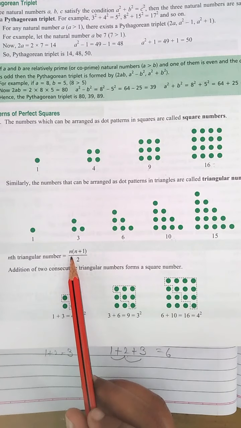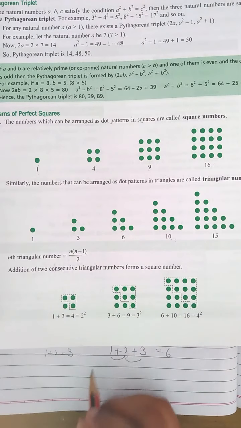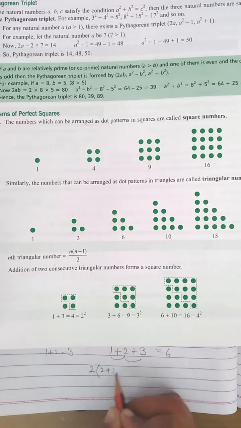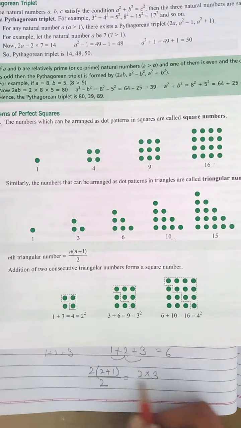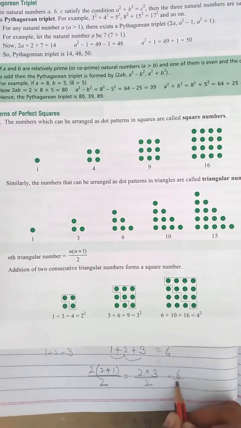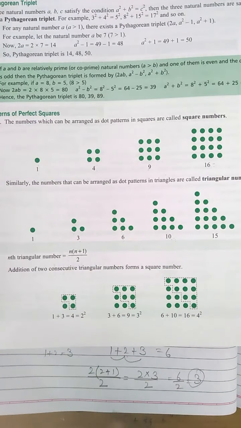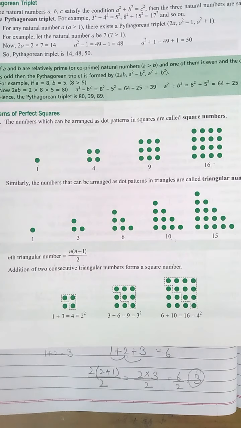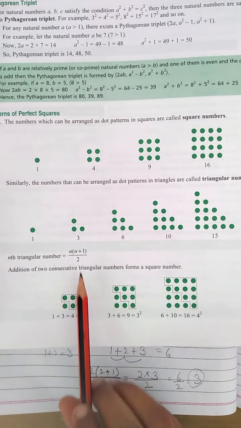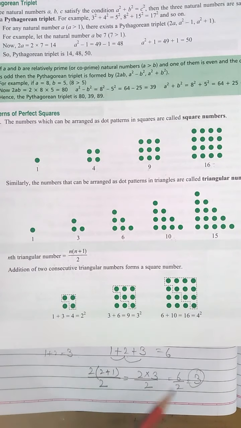Clear? For example, if I put here 2, then 2 into 2 plus 1 upon 2, which is equal to 2 multiplied by 3 upon 2, 6 upon 2, which is equal to 3. So sum of first 2 natural numbers is equal to 3. So our answer is right. In this way we can find the sum of first n natural numbers.